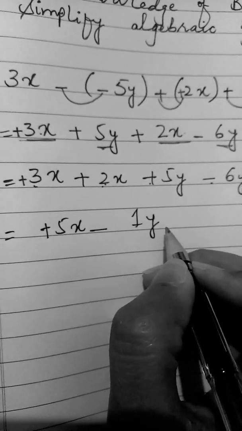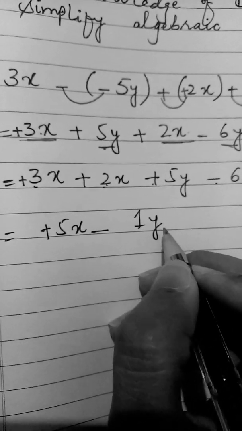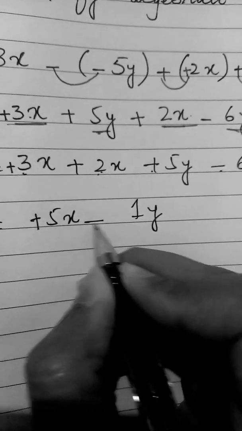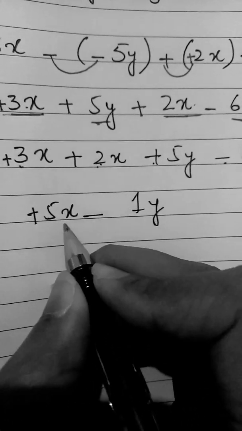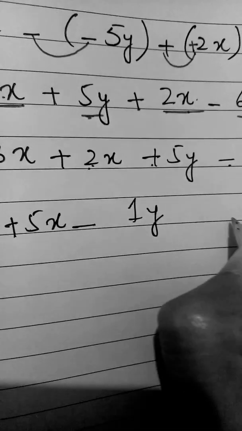Now I cannot add 5x and 1y. Why? Because they both are with different variables. They both are unlike terms, so that's my answer.